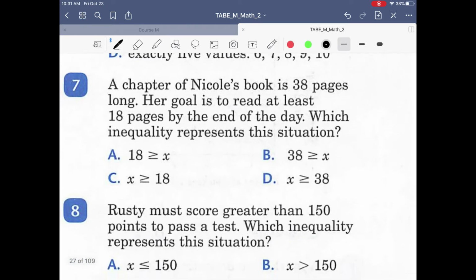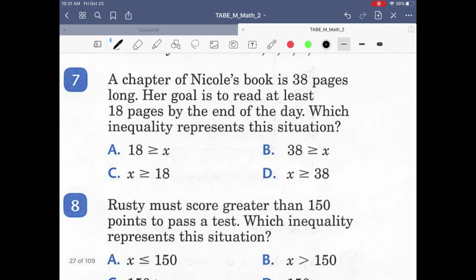Number 7. A chapter of Nicole's book is 38 pages long. Her goal is to read at least 18 pages a day. So that's 18 or more pages by the end of the day. Which inequality represents this situation?